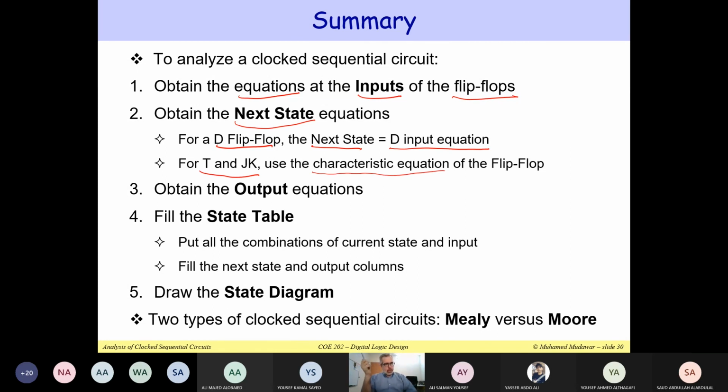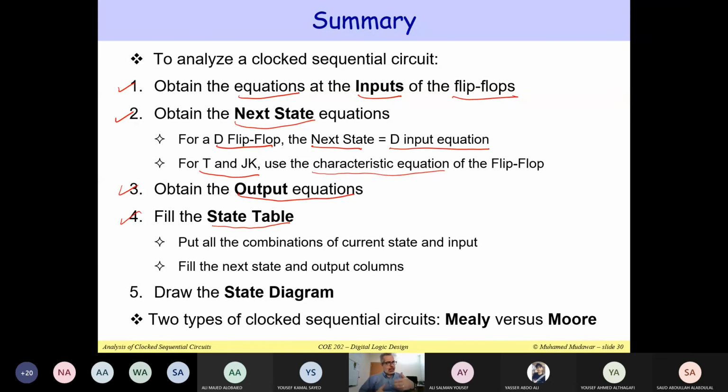So the first step is to obtain the equations at the inputs of the flip-flops. Second step is to obtain the next state equations. Third step is to obtain the output equations. Step number 4 is to fill the state table.